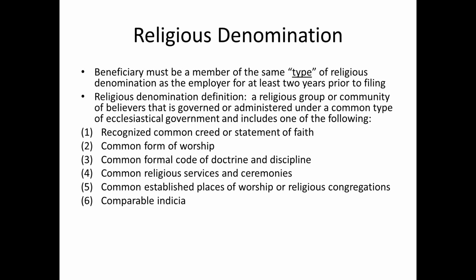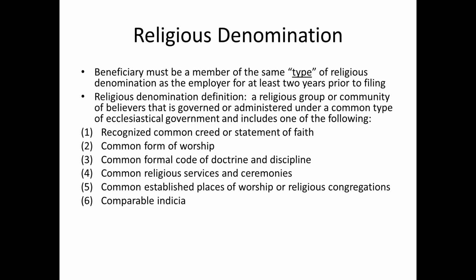The third requirement is religious denomination. The idea behind this is that the beneficiary would have at least 2 years as a member of the religious denomination to which the organization petitioning for that person belongs. The idea is that being Catholic today and getting a job as a Protestant religious worker tomorrow is not really tenable. They don't like you to jump from denomination to denomination. So the foreign national beneficiary has to be a member of the denomination for at least 2 years prior to filing the application.